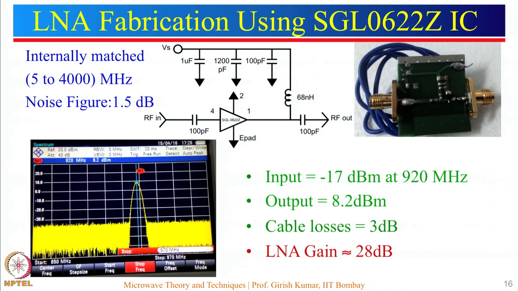So, you can see that gain is fairly good. If you recall the previous examples, I was talking about gain of 10 dB or 14 dB or 18 dB, but this particular amplifier gives a gain of 28 dB. Noise figure is also relatively low, which is of the order of 1.5 dB. So, this particular low noise amplifier can be used as the first amplifier block in the receiver chain.